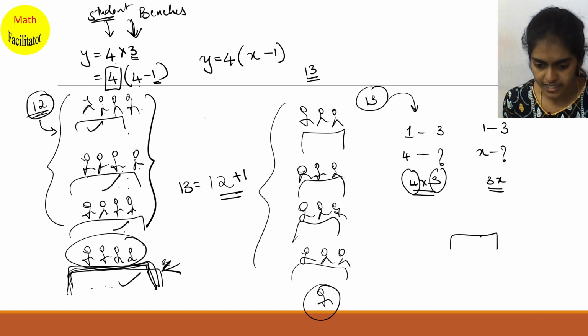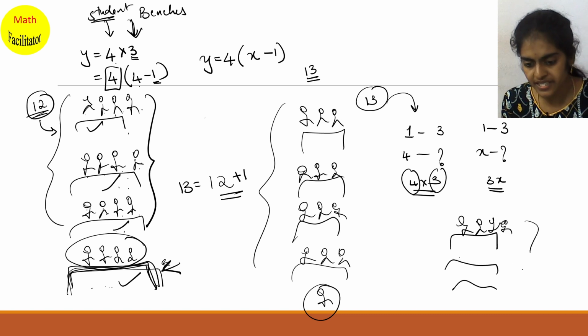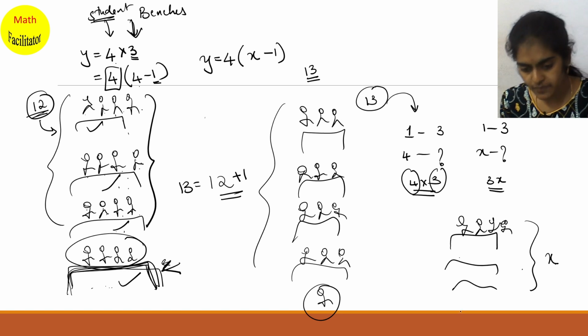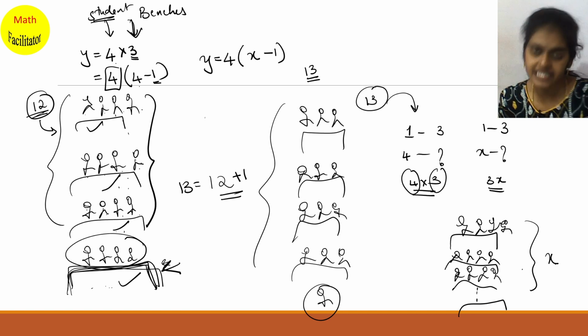See here, again I'll explain. You have 4 students sitting on one bench. So, in this way, how many benches do I have? X benches I have. Out of these benches, the last bench is empty. So in all these benches, you have 4 students. And so on, you have X number of benches. The last bench is empty.